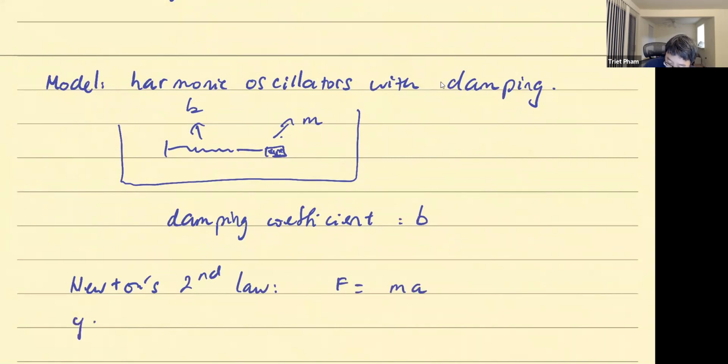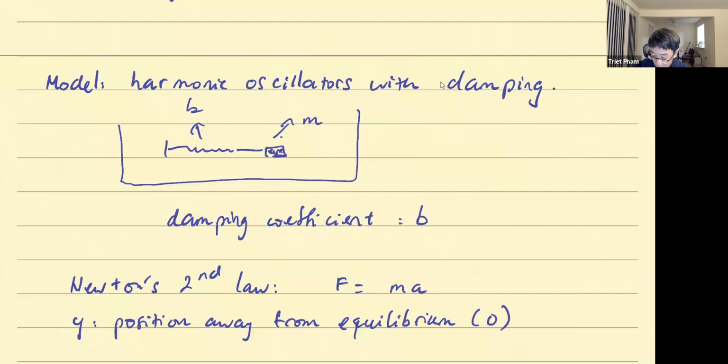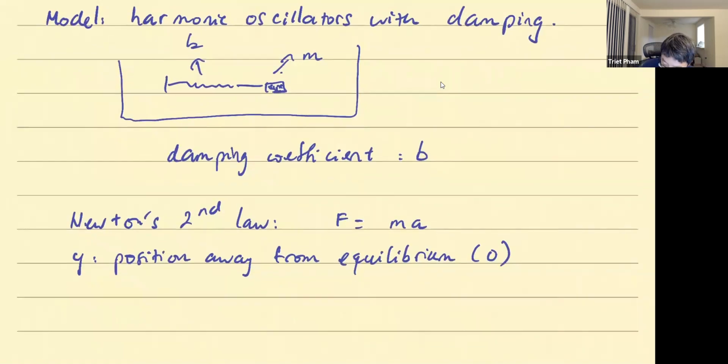So if you let y be the position of the mass away from the equilibrium, which we denote by 0, then a is y double prime. F consists of two forces. The spring force opposes motion, so it's minus ky. If y is negative, then it pushes forward. If y is positive, it pushes backward. The damping also pushes against the velocity, so it's going to be b times y prime.